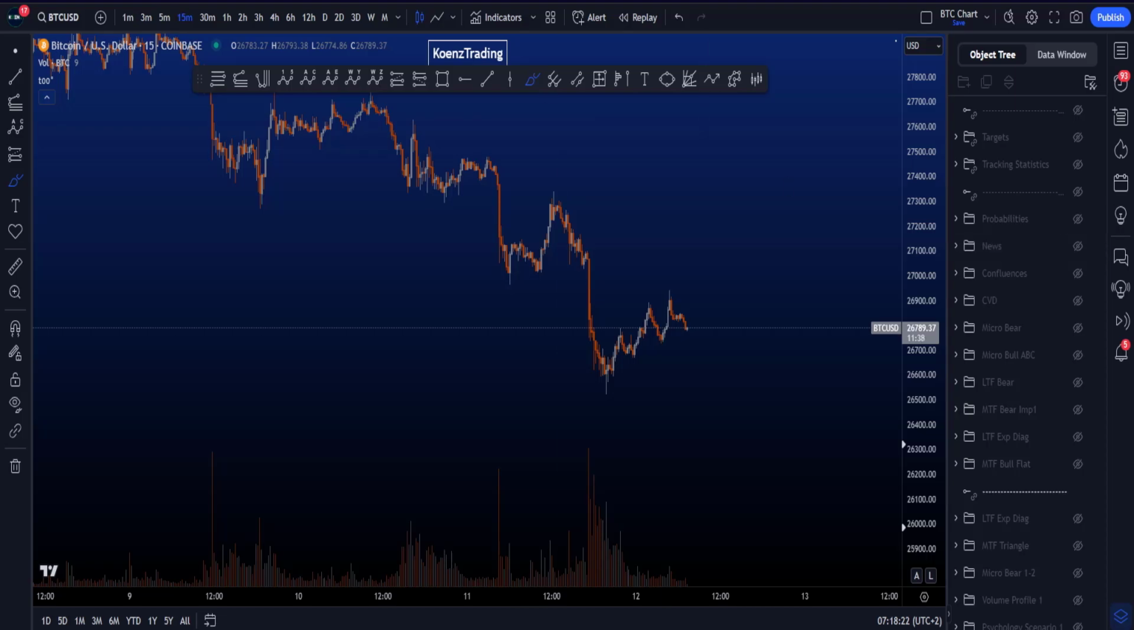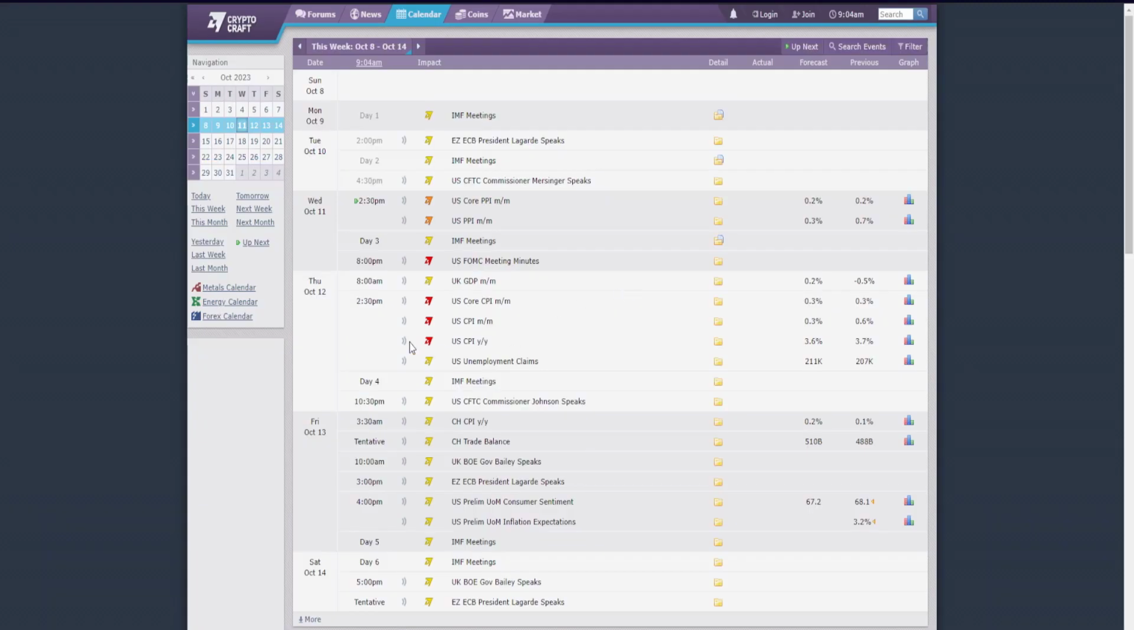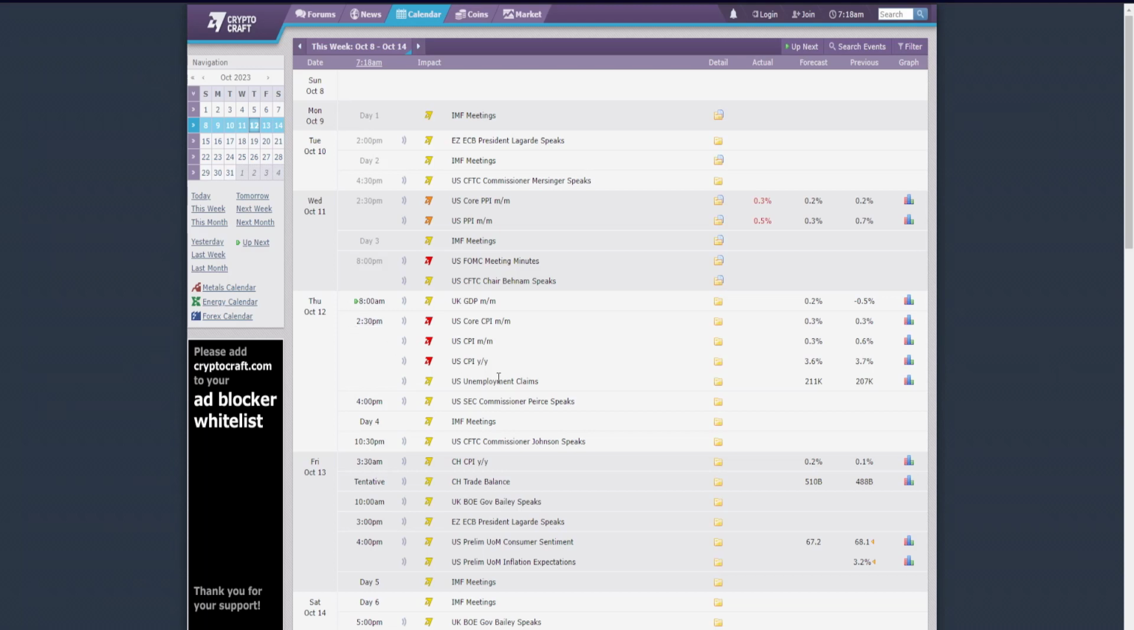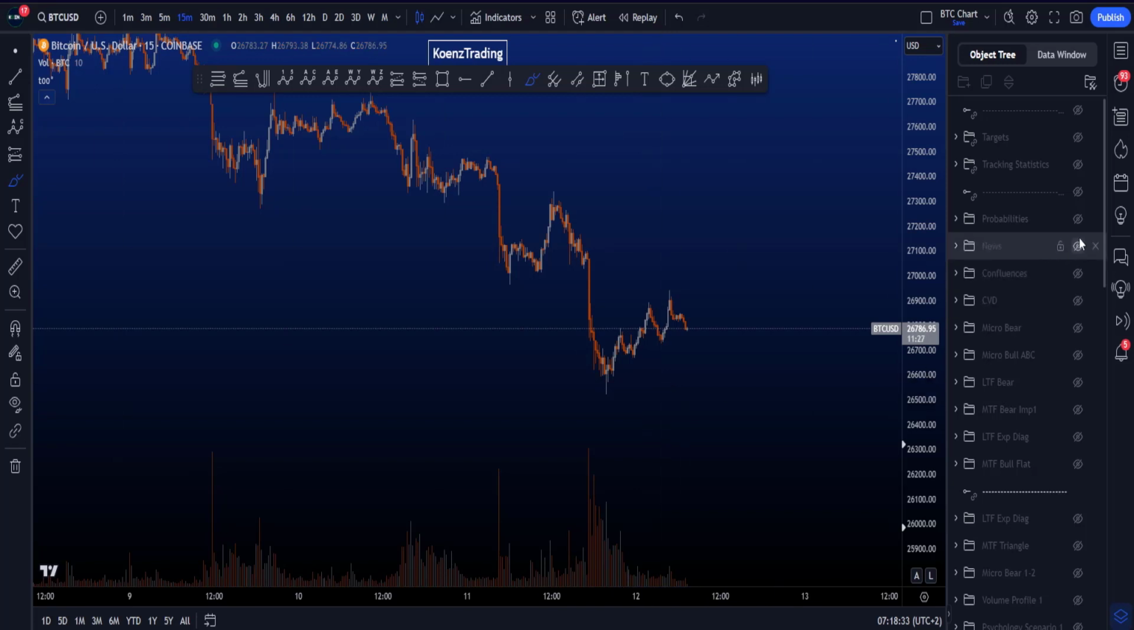well. Now we do have news coming up later today. We have news over here on Thursday. Let me quickly refresh. 2:30 p.m. Central European time. So that might increase the volatility. So make sure you trade safe around these hours.